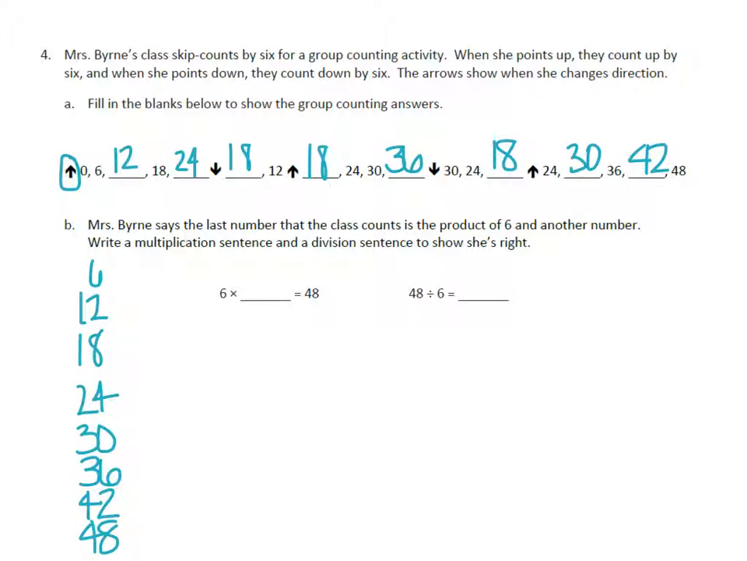So let's see how long we had to count for. 1, 2, 3, 4, 5, 6, 7, 8. So 6 times 8 is 48. Hey, that rhymes. And then 48 divided by 6 equals 8.